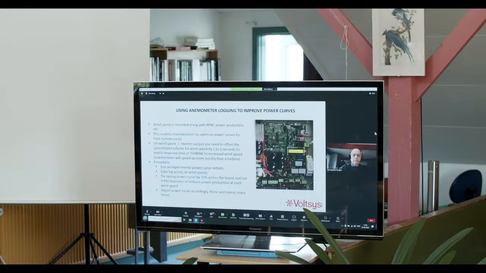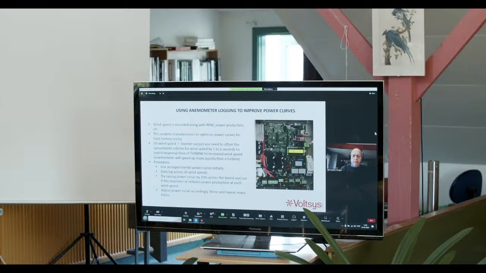Because we record the wind speed alongside the RPM of the turbine and the power produced by the inverter, it enables manufacturers or turbine developers to optimize their power curves in a very crude way, but it's very simple and straightforward. Generally speaking, because they're both on the same time clock, it's quite convenient to have the power conversion and the wind speed data on the same timeline.